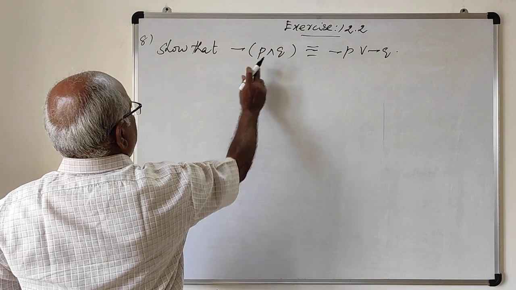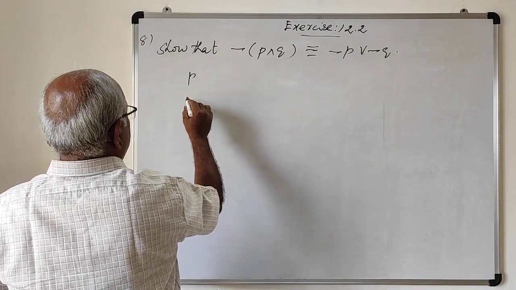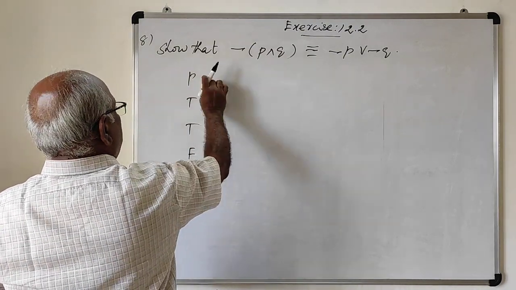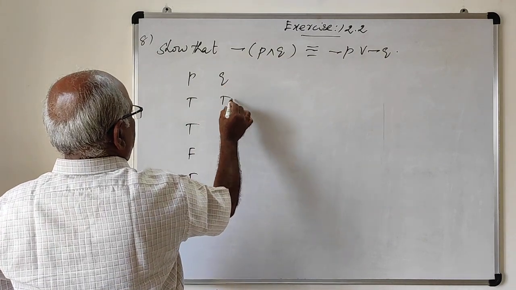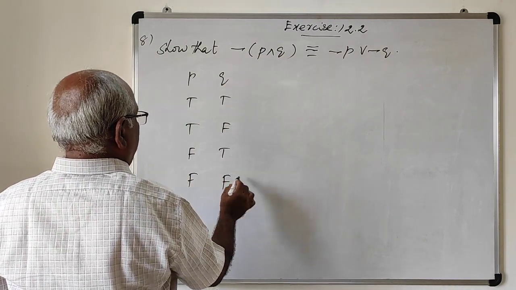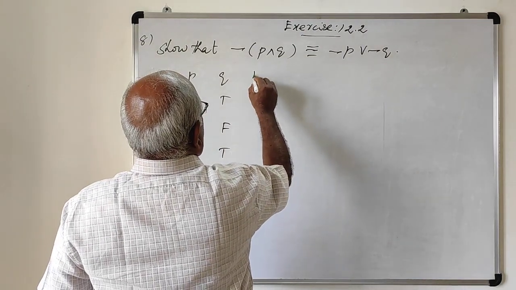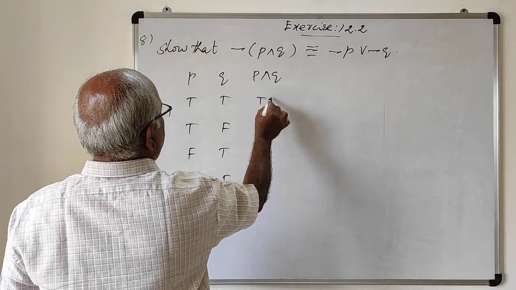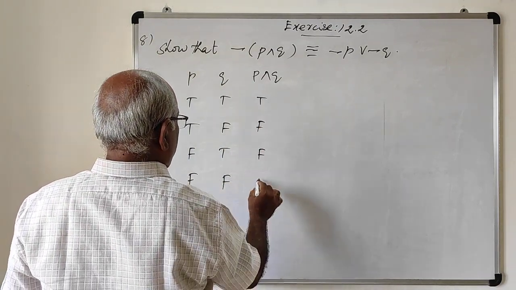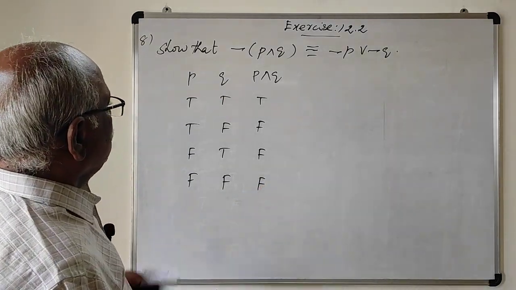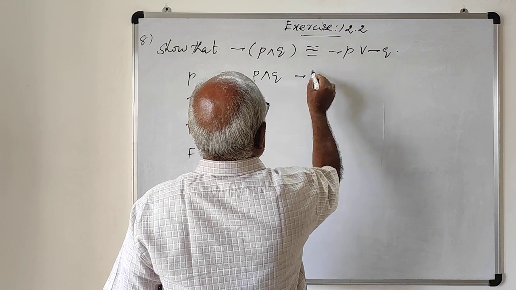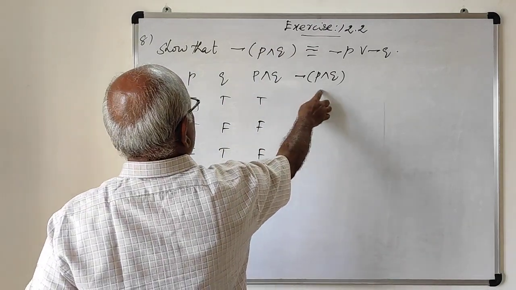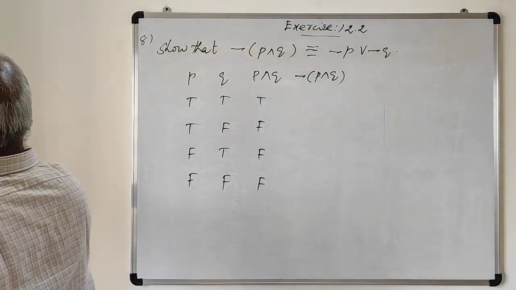Negation of P conjunction Q. You know, P is T, T, F, F, because with two variables we have only 4 rows, and Q is alternately T and F. P conjunction Q: both T, conjunction is T, otherwise F. Next, negation of P conjunction Q.